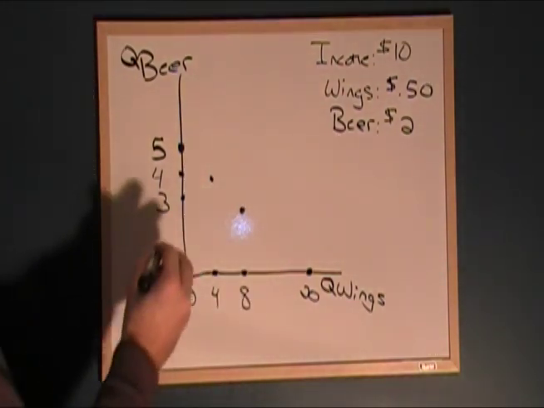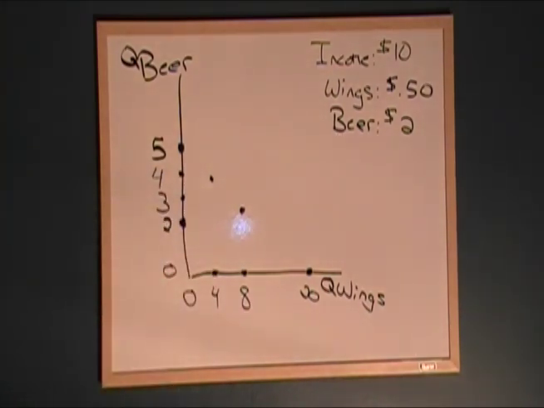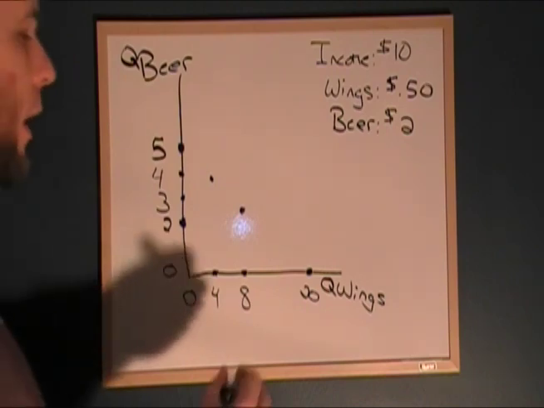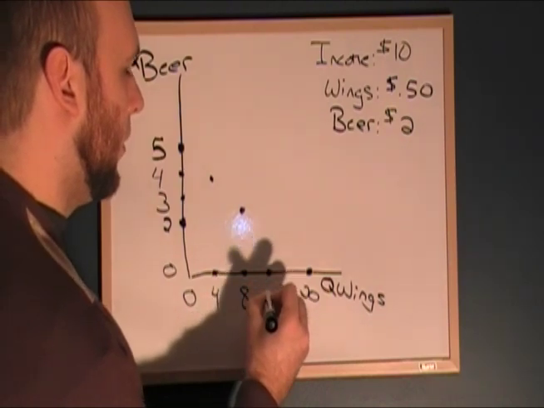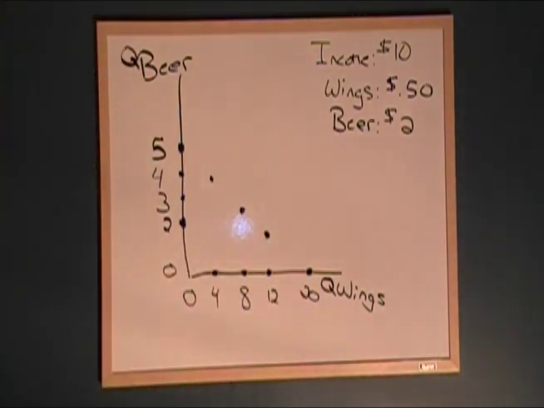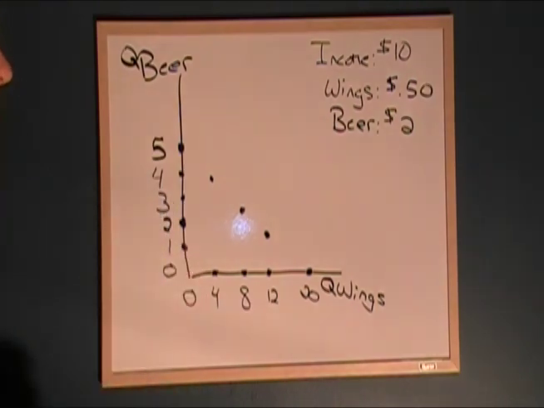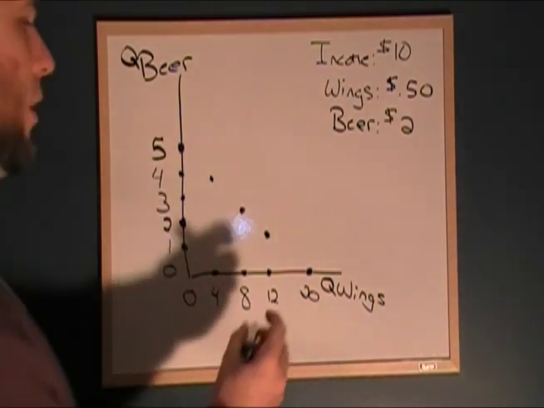If I again take away a beer, I would have 2. Spending $2 on each beer would be $4. I'll have $6 left over, which means I could have 12 chicken wings. So there's another point there. And finally, if I only had 1 beer, I'd have spent $2, so I have $8 left over. So I could have 16 chicken wings.